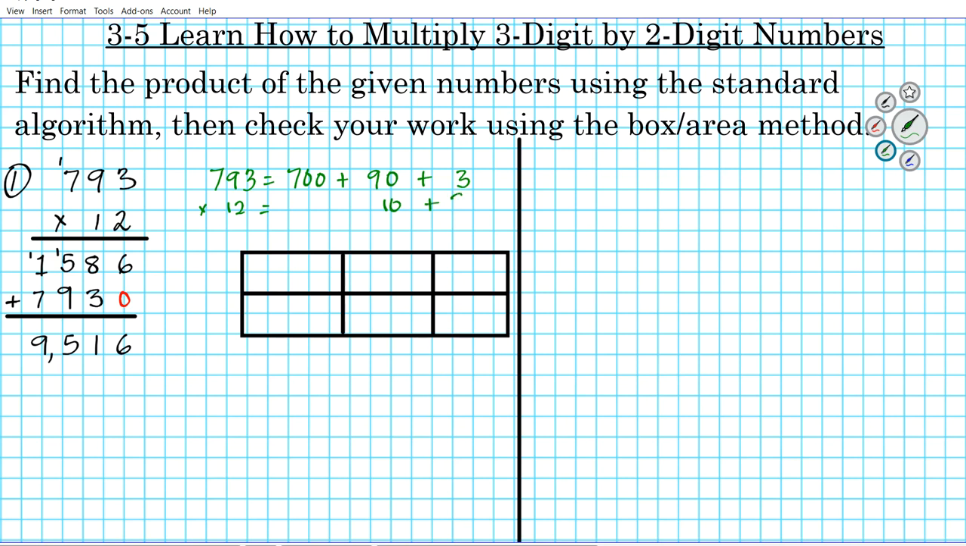We're going to place the digits of the multiplier in its broken down form on the top of our box: 700, 90, and 3. What we're doing right now is creating a multiplication grid. Then 12 is 10 plus 2. When you add these two together, 10 plus 2, you get 12. All right, let's go ahead and multiply. 10 times 700 is 7,000.